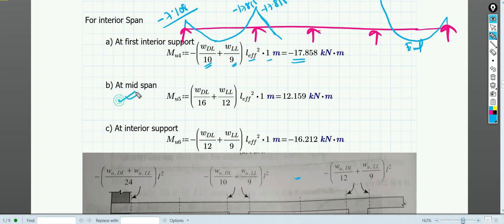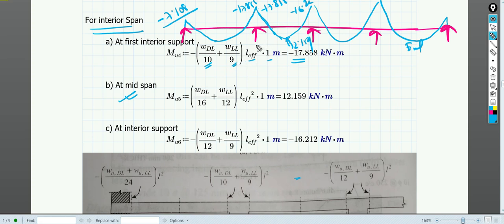Then at the mid span, we will have dead load by 16, live load by 12, L effective square into 1. So here we will have 12.159, and again it will come up over here, and this value will be minus 16.212. This is dead load by 12 plus live load by 9, L effective square into 1. So this is for the interior span. Accordingly you have to look in the table. As this is symmetric, it is similar over here also. So the moments are now available with us.